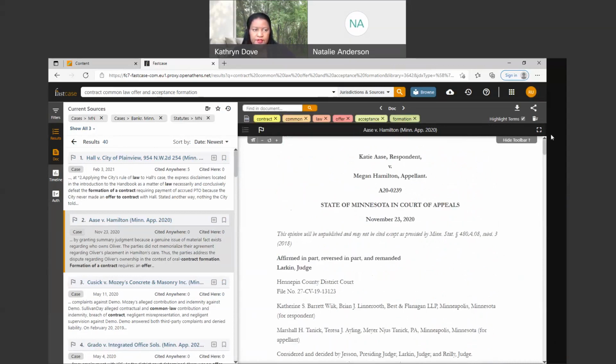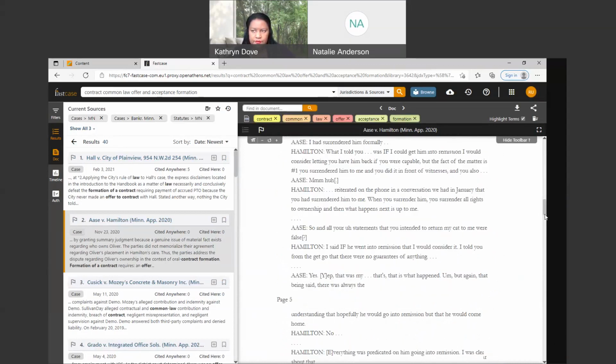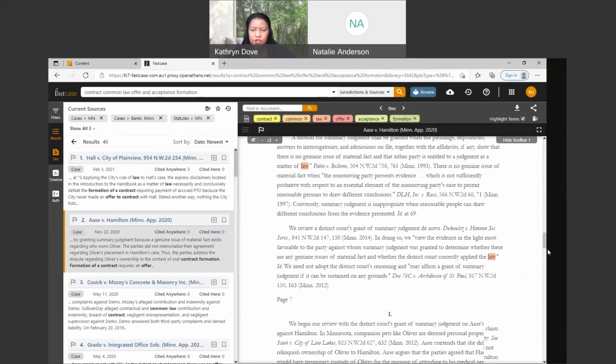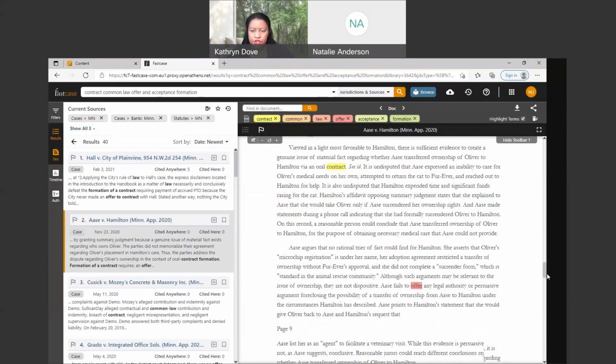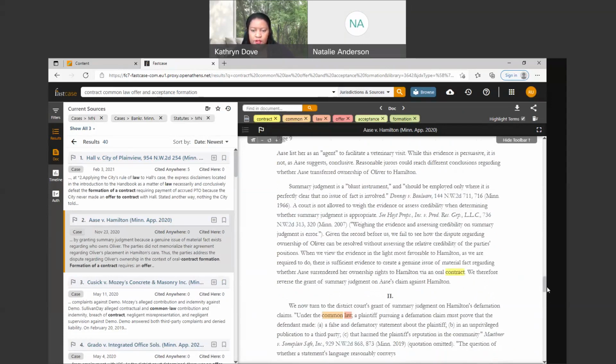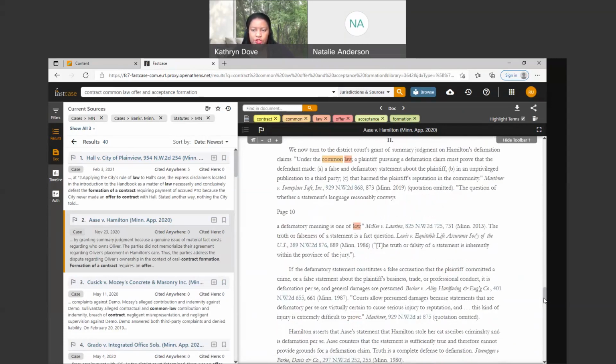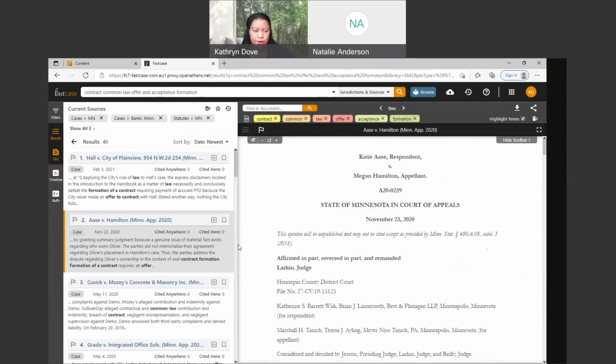Do you think this is a good case, Natalie, on offer, acceptance, and consideration? Yeah, looking at the terms, when you do your search and you get a case that comes up in your research results, I see that my search terms are highlighted. Formation of a contract, offer, acceptance, consideration. It's one of the central issues in the case is whether an oral contract was formed. So I would cite to this case in my memo. Let's look at the next hit.